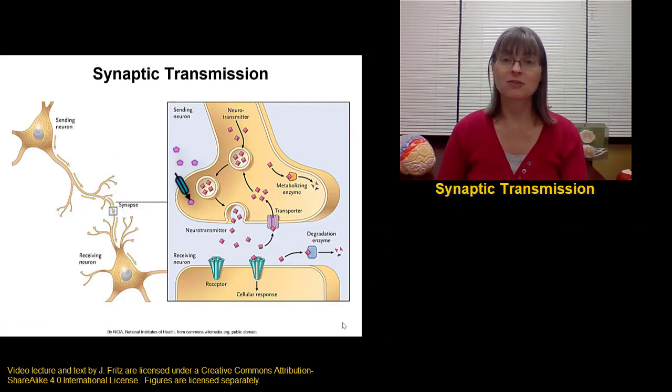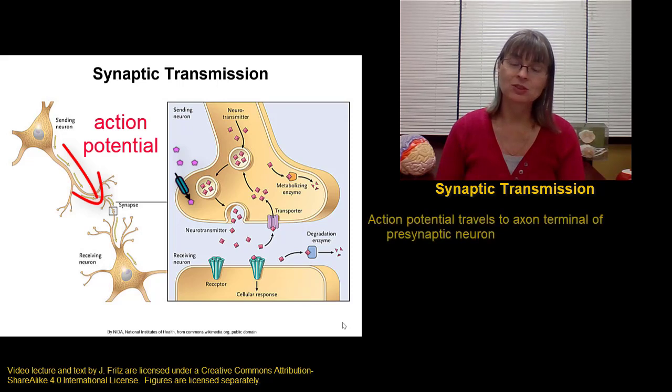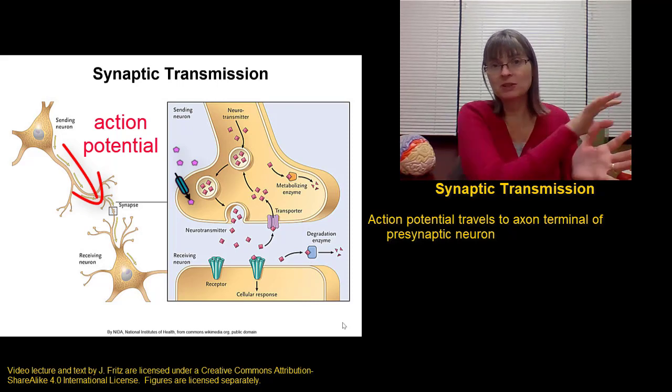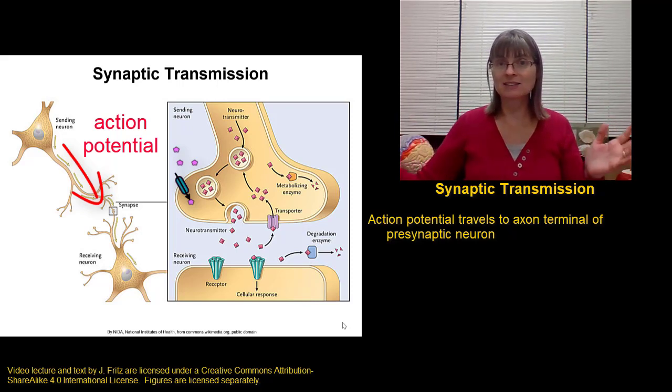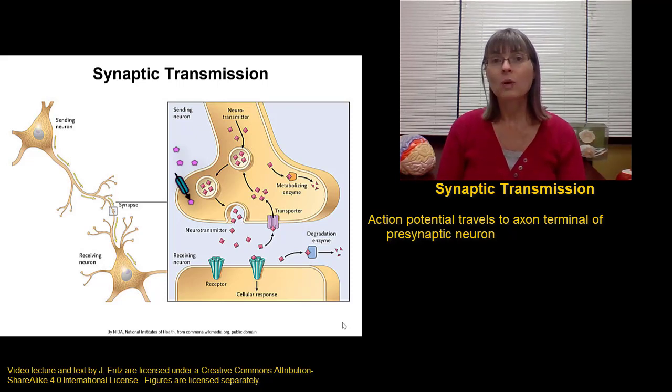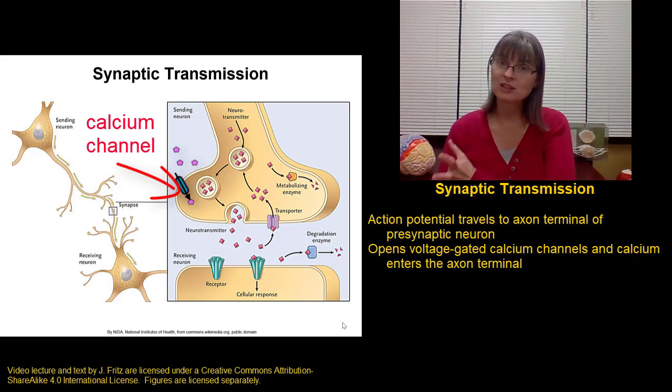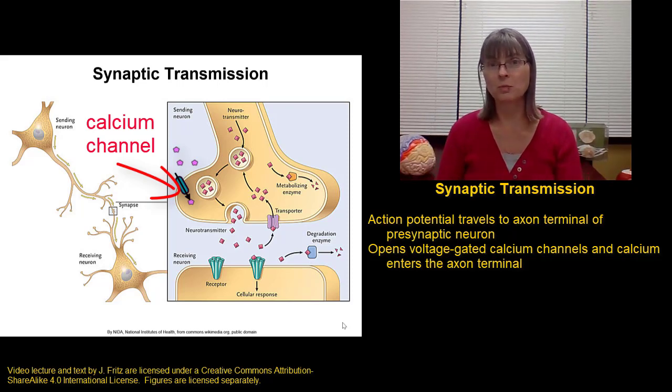Let's take a look at the steps involved in actually getting the signal from the presynaptic cell to the postsynaptic cell. We know we start with an action potential in the presynaptic cell. The presynaptic cell got some sort of stimulus that triggered an action potential that races down the axon to the axon terminal. What happens in the axon terminal depends on calcium. We have voltage-gated calcium channels in the membrane of the axon terminal. And when the action potential, this big change in membrane potential, reaches those voltage-gated calcium channels, it causes those channels to open.